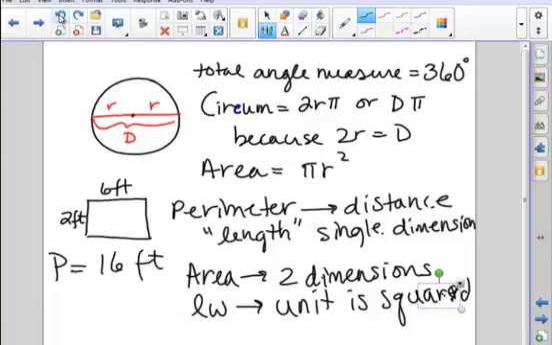Okay? And this is a question I see: when you're talking about area, the reason it's squared is because you're literally counting how many squares are filling this up. That's literally why area is squared. So how many squares do you have in there? Well, you have 6 squares by 2 squares, which gives you a total of 12 squares, which is where your length times width area formula comes from.